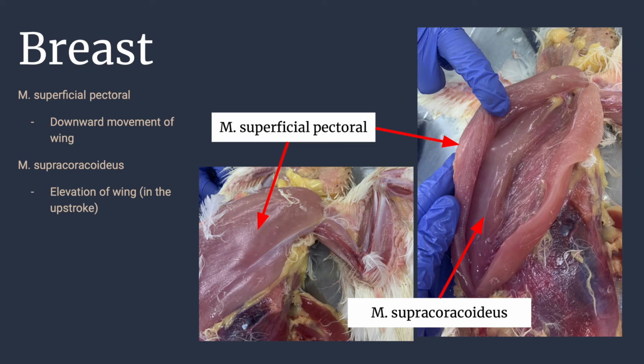Moving on to the breasts, the superficial pectoral provides the downward movement of the wing. In contrast, the supracoracoideus elevates the wing in the upstroke.